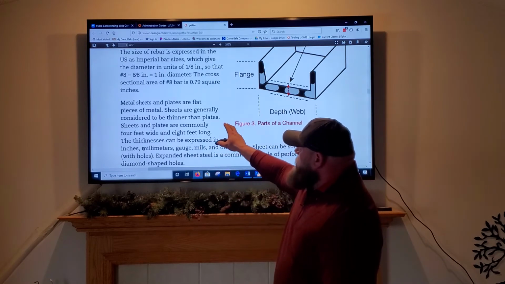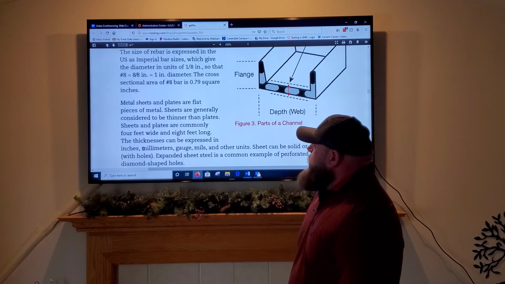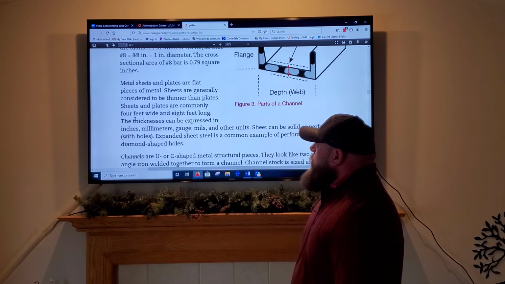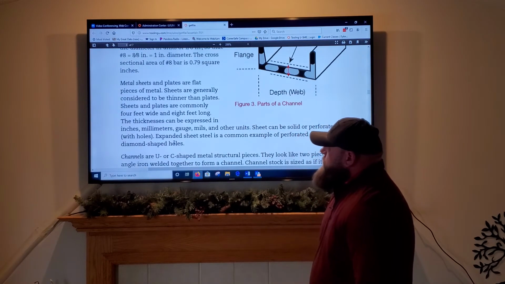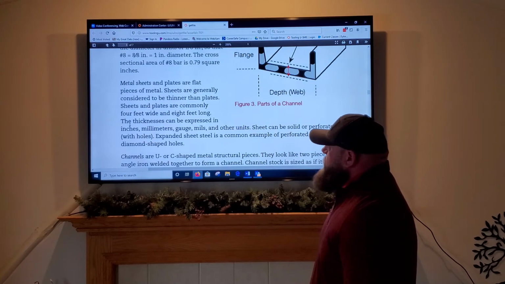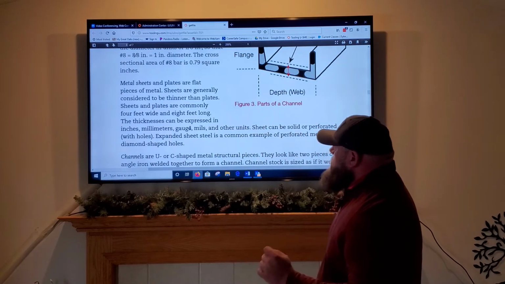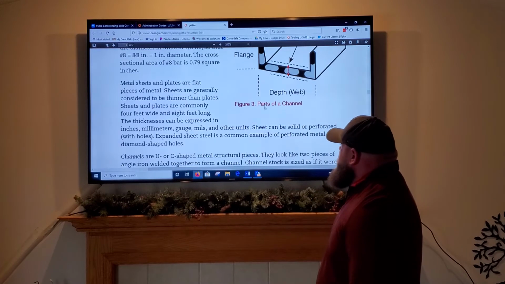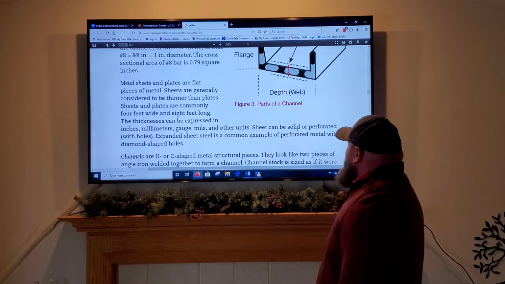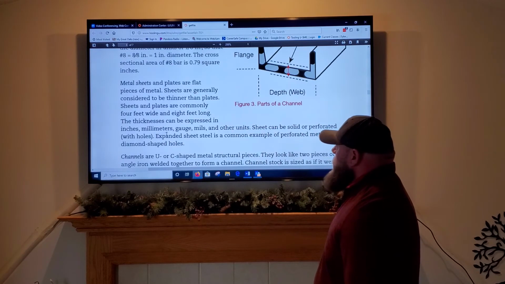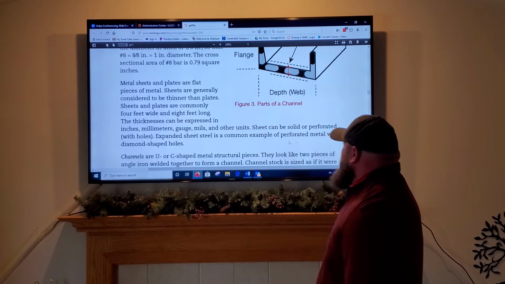So these metal sheets and plates are flat pieces of metal. Sheets are generally considered to be thinner than plates. Sheets and plates are commonly 4 feet wide and 8 feet long. The thickness can be expressed in inches, millimeters, gauge, mils, or other units. Sheet can be solid or perforated with holes. Expanded sheet steel is a common example of perforated metal with diamond-shaped holes.